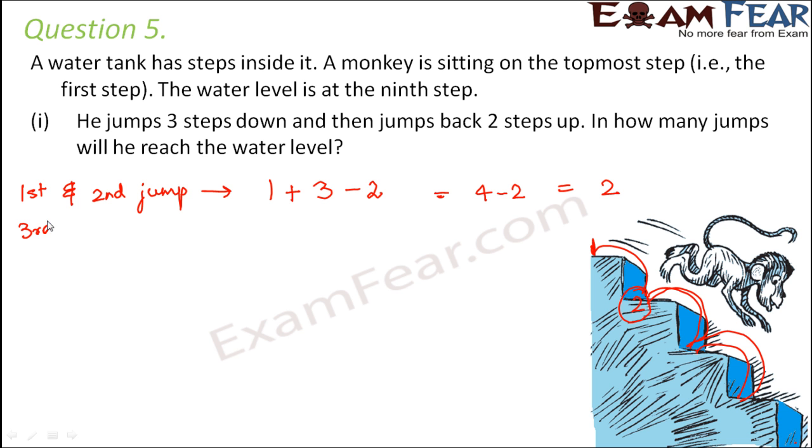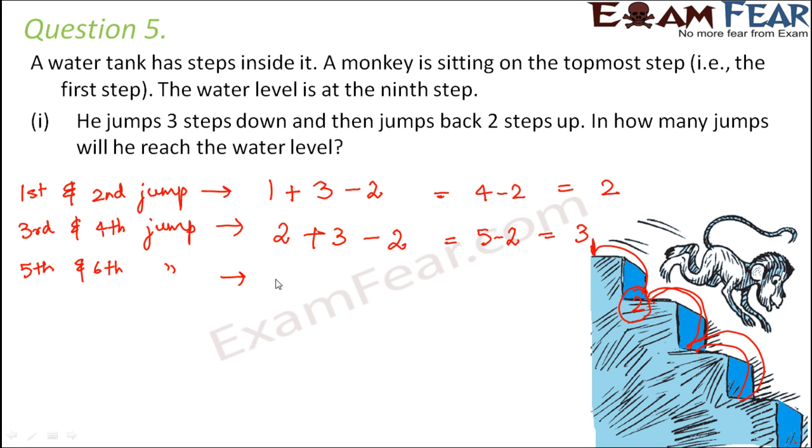Now what happens after the third and the fourth jump? After the third jump, from step 2, he again comes down 3 steps. So 2 plus 3. And after the fourth jump, it goes back 2 steps. So again minus 2. So this is 5 minus 2, which is equal to 3. So basically after the third and fourth jump, it is at step number 3. Similarly, after the fifth and sixth jump, where will it be? It will be 3 plus 3 minus 2, which is 6 minus 2, that is equal to 4.